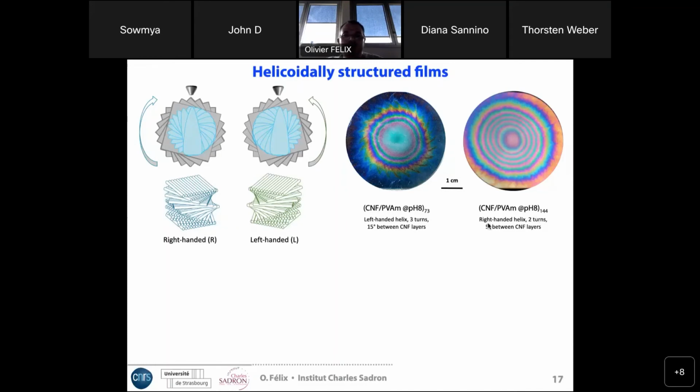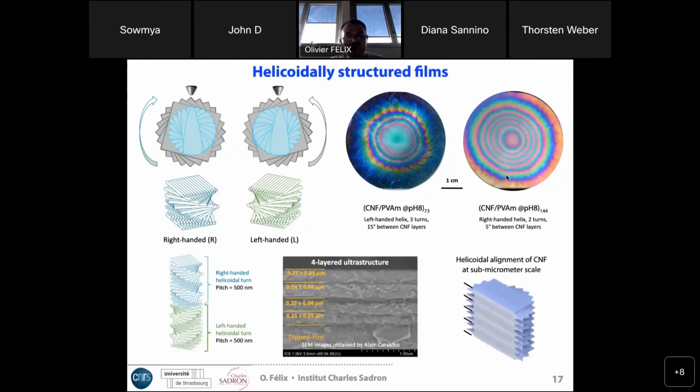It's a right-handed helix. You have 2 turns, and you have only 5 degrees between each cellulose layer. And you see, of course, the formation of concentric colors, a simple gradient of different thicknesses that you can measure. And this is only due to the spraying setup. As you are rotating, you need to have an overlapping of the different cones, and this gives you the formation of the helical structures only in the middle.